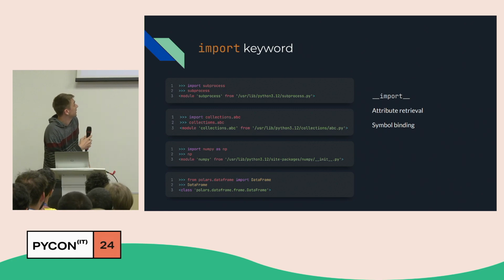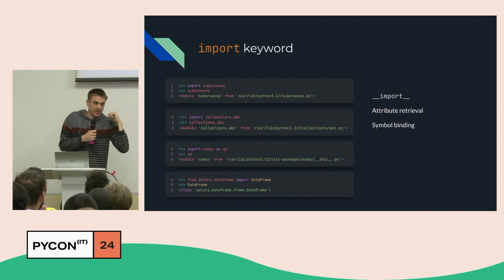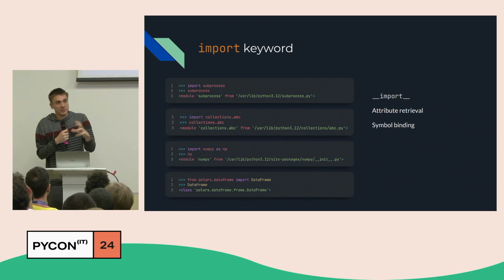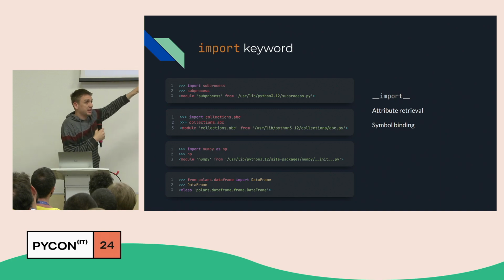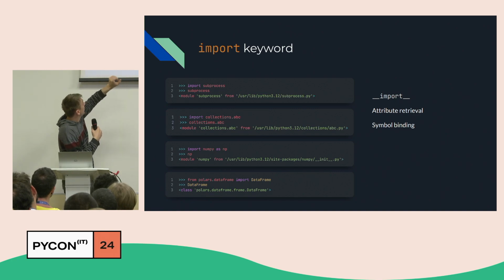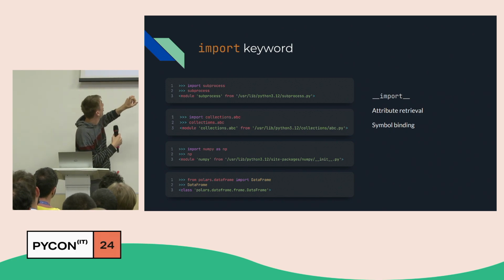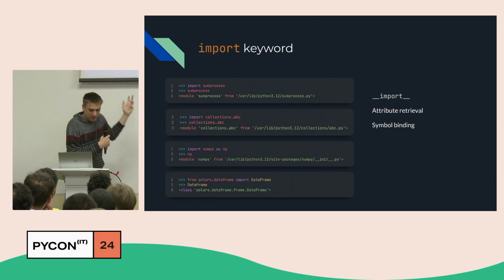So yeah, as I said, the import keyword calls import, figures out which attribute needs to be retrieved from the thing that's being imported. So if you do import collections.abc, you need to bind collections and ABC. You need to bind ABC to collections and then collections to the importing namespace. There's just a couple other examples.